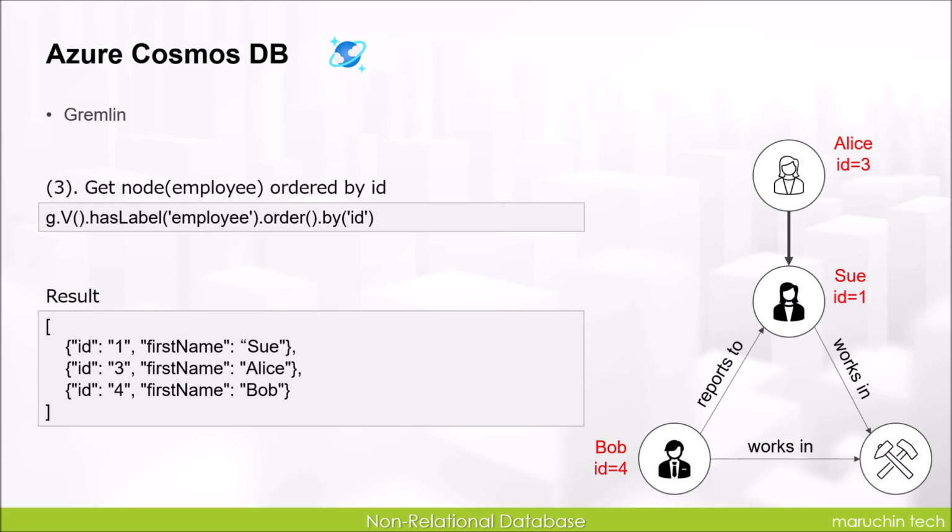And so far, I have explained some samples of the types of databases and APIs provided by Cosmos DB. Azure provides multiple NoSQL databases in a single service called Cosmos DB.